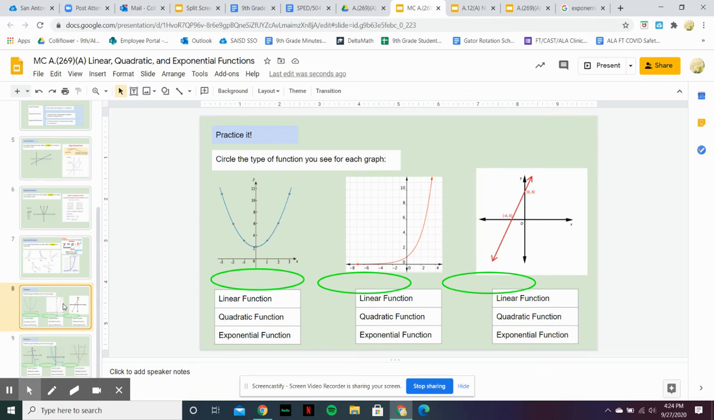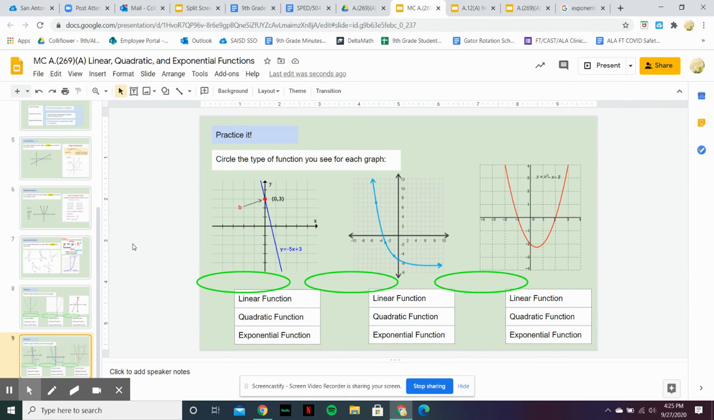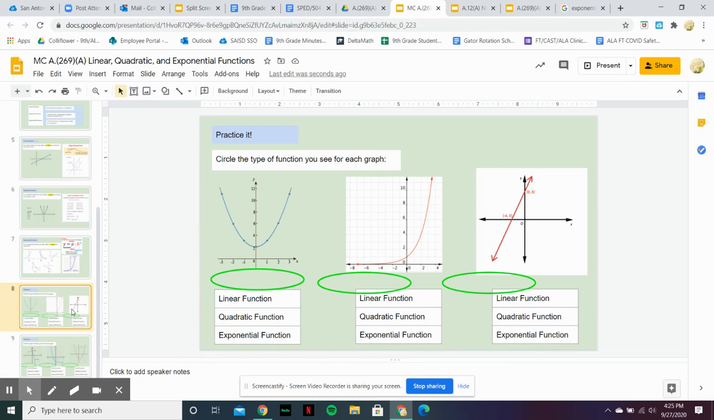So on these next two slides, just try to practice identifying the types of functions that you see. Go ahead and click and drag the circle to tell me which function it is. There are 6 problems here, 2 examples of each type of function for these 6 problems.